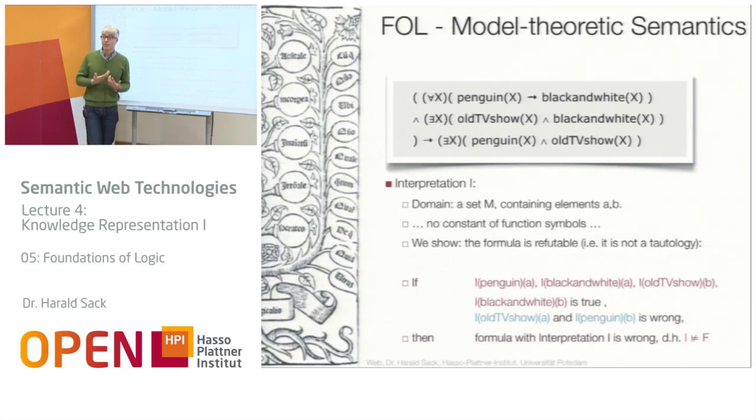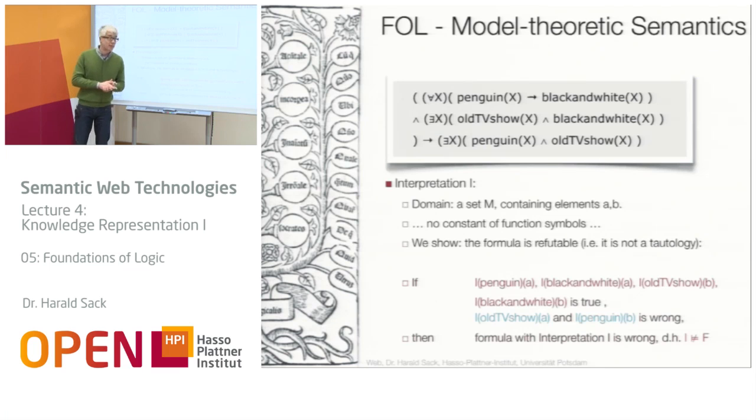And we can prove this if we find an assignment of the variables given here that doesn't fulfill this formula. So when the formula in the end is refutable, it means it's not a tautology. There is an assignment that this formula is wrong. Okay, so let's consider a domain. So for example, a set M that contains elements A and B. We have no constant symbols here. We only have variables. And now we show that the formula given here is refutable. So it means it's not a tautology.